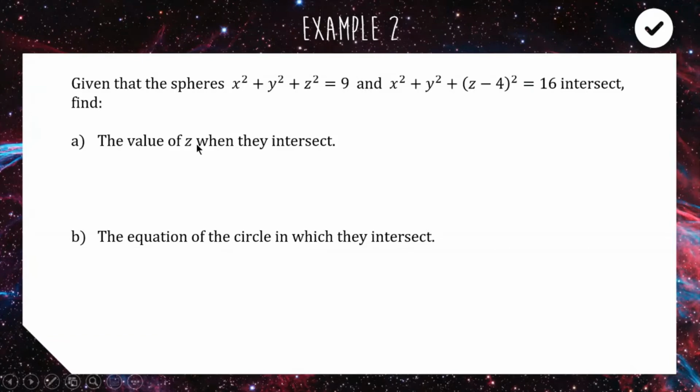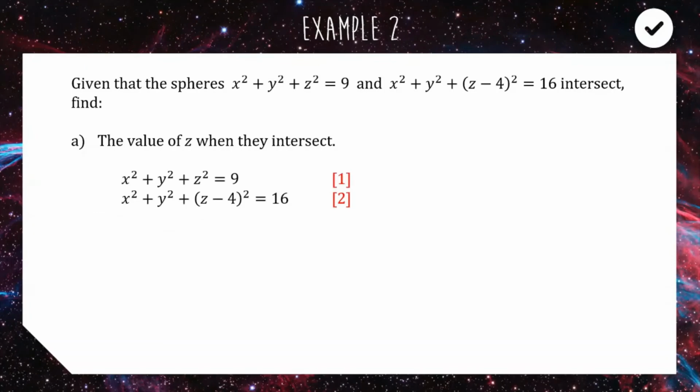intersect. Okay, so as with any question like this, when we're asked to find where two functions or relations intersect, usually that involves solving the two simultaneously. So that's what we'll be doing here. We're going to set up equation 1 as the first sphere, and the second sphere we're going to call equation 2. And now luckily we have x squared and y squared matching up.